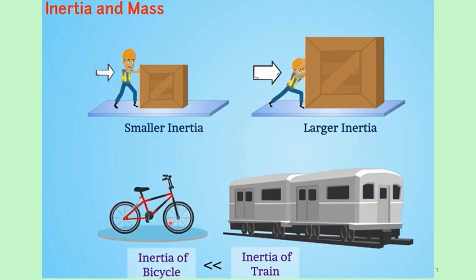Then compare the inertia of a bicycle with the inertia of a train. A bicycle, because of its small mass, possesses smaller inertia. A train, because of its bigger mass, possesses larger inertia. Therefore, inertia directly depends upon the mass. As the mass increases, inertia also increases.